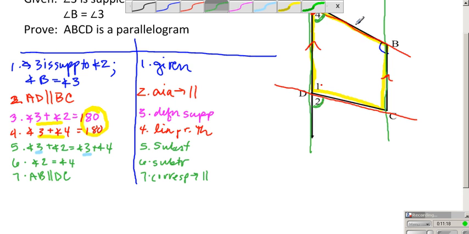And once I mark that on my picture, it's clear that I now have A, B, C, D is a parallelogram, and that is by definition of parallelogram. Part 2 will do the next two proofs.